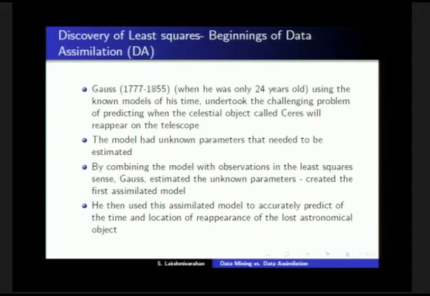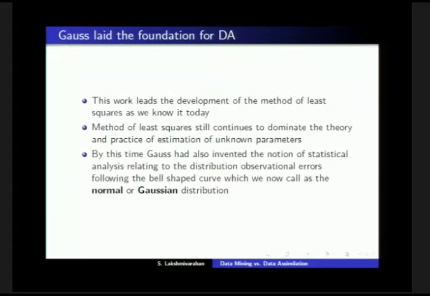So this aspect of being able to combine a generic model with data to obtain the estimates of the unknown, to get a specialized model for the specialized problem, that aspect is called data assimilation. Models, data mining, model, data assimilation. So by combining the model with the observation in the least square sense, Gauss estimated the unknown parameters, created the first assimilated model ever known to mankind. He then used this assimilated model to accurately predict the time and the location of the reappearance of the lost astronomical object. That is the first success story.